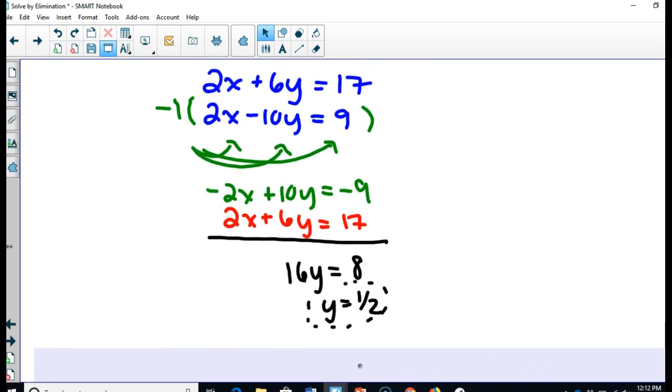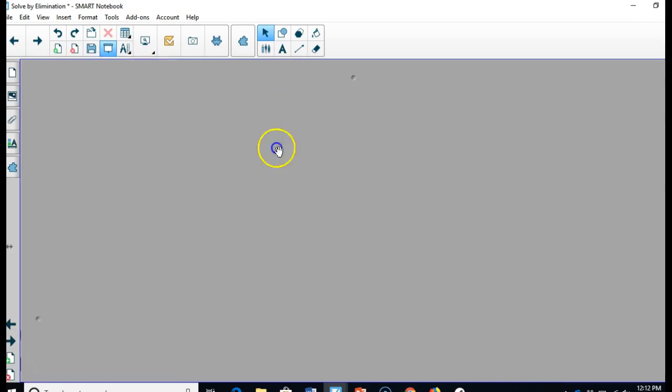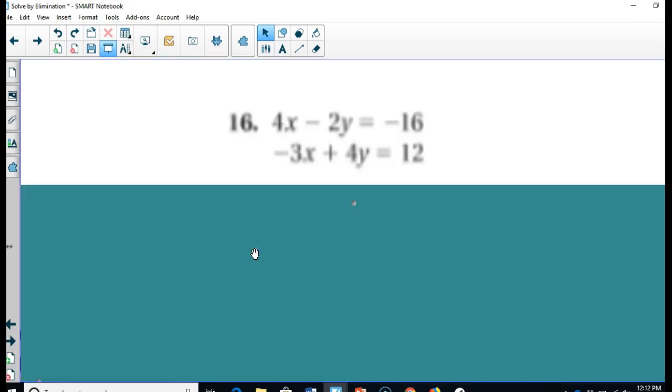I'll let you finish the rest, but you should know now, I'm going to take that y equals 1/2, and I'm going to plug it in either to this y or to this y, and then solve for x. Let's move on to the next one. 16, I have 4x minus 2y is equal to -16, and -3x plus 4y is equal to 12.